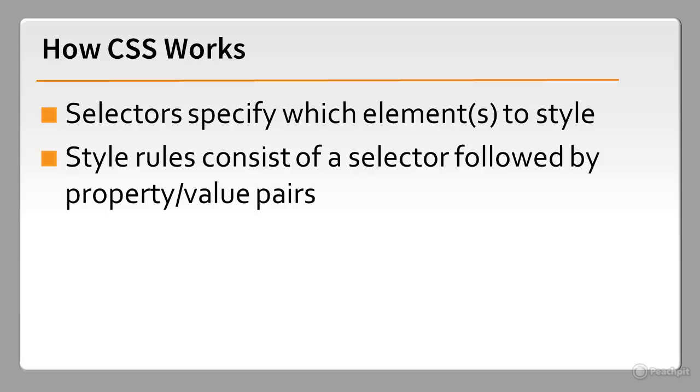Each style rule consists of a selector followed by one or more property value pairs, or style declarations, for example to set the color or size of text in a particular part of a page.